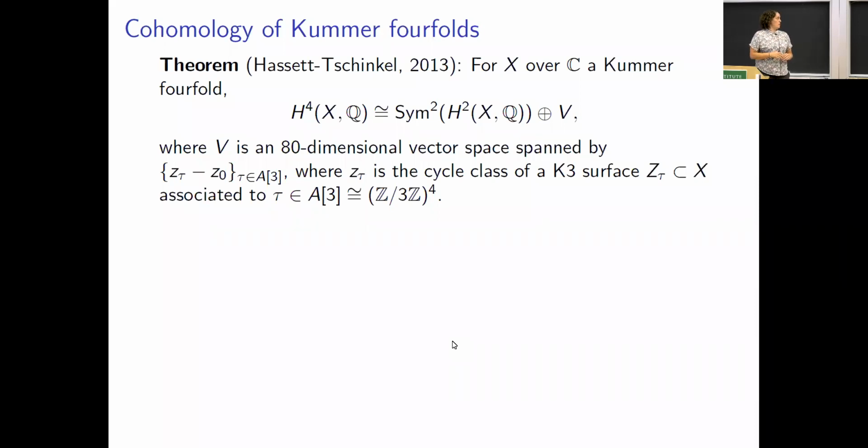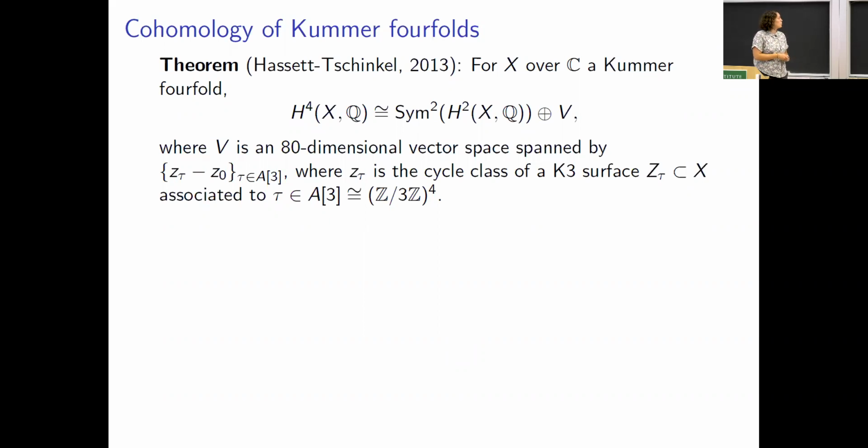And what they do is show that it's generated by these classes, Z tau and Z0, where tau corresponds to a 3-torsion point of A. And what are these classes? These are the cycle classes of a K3 surface living inside of this Kummer fourfold. So I have this two-dimensional subvariety of X, and you can think of it in singular homology: take the fundamental class, and this gives a class in the middle cohomology of X.